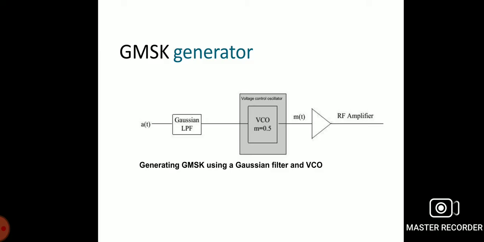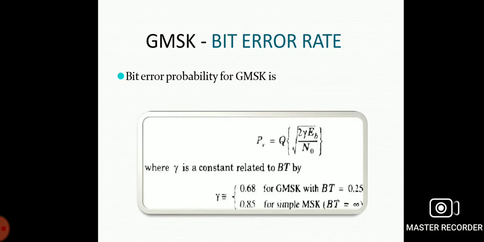Now we can move to the bit error rate of the GMSK. The GMSK bit error rate offers better performance, within 1 decibel of optimum MSK, here when the 3 dB bandwidth bit duration product BT is equal to 0.25.